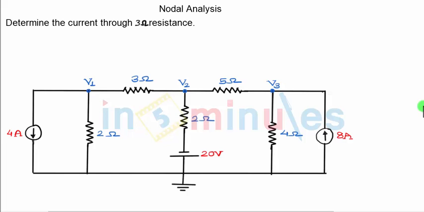In this video clip, we will discuss the next problem on nodal analysis. The question is: determine the current through the 3 ohm resistance. There is one 3 ohm resistance in the circuit. We have to find out how much is the current through this 3 ohm resistance.